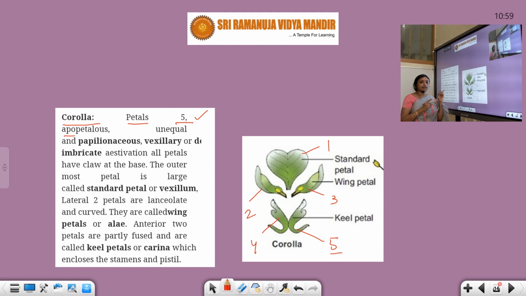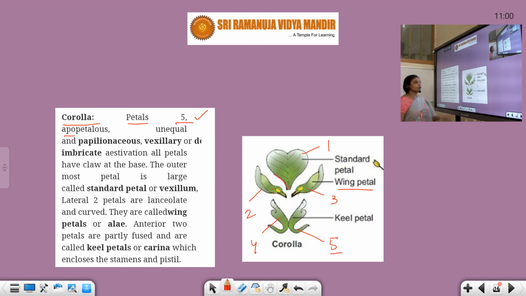In that we have seen that one standard petal is there. This standard petal is known as the flag, and it attracts the insects or agents towards it. This is the large petal, and next to it two wing petals are there, known as alae. These two are not united, so this is polypetalae. It is put under polypetalae.